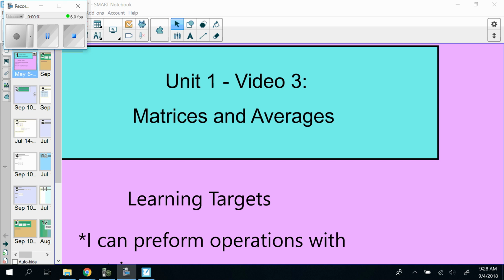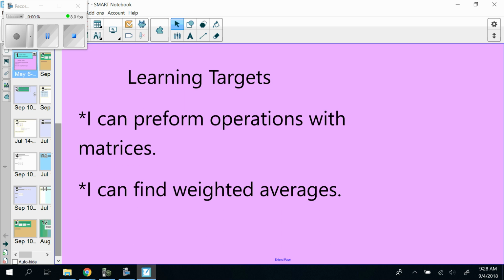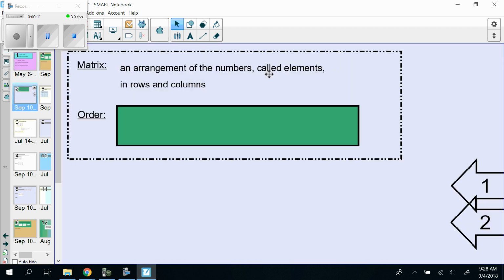All right, in this third video, we are going to be looking at matrices and averages, and we want you to be able to perform operations with matrices or a matrix, and also be able to find averages, including weighted averages. A matrix is an arrangement of numbers called elements in both rows and columns.